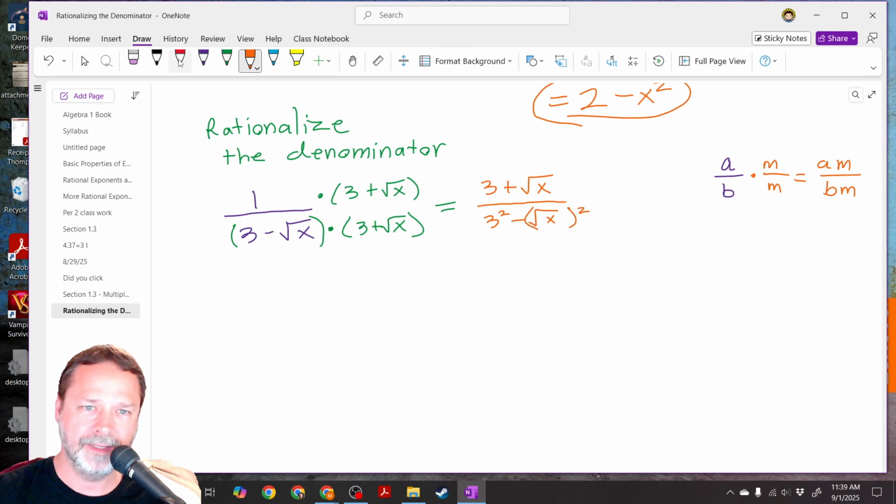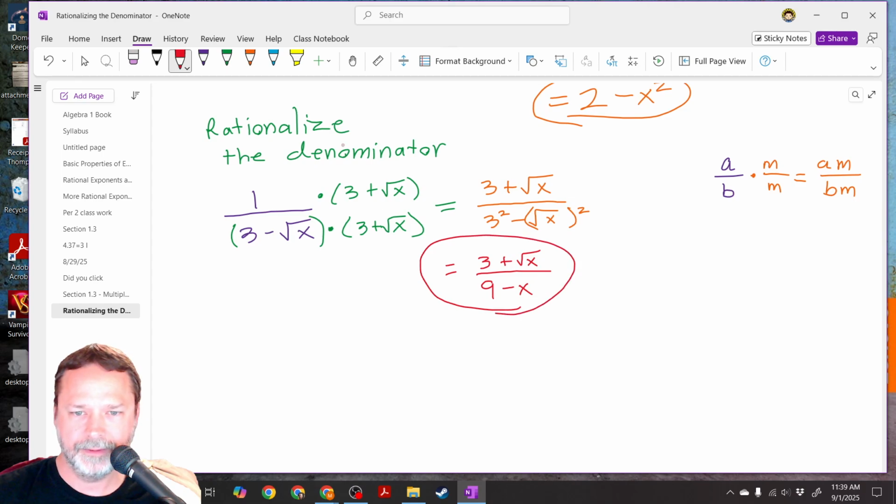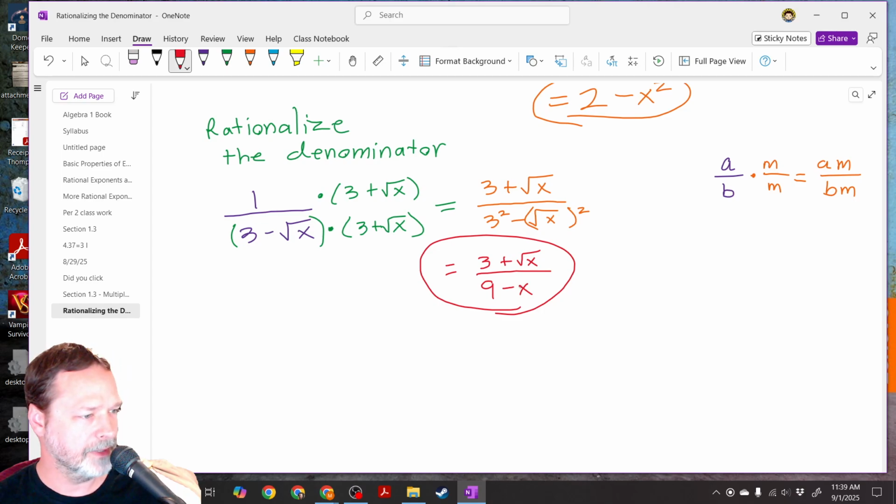And we can simplify it, make that look a little nicer. 3 plus root x all over 9 minus x. And that would be our result. We have rewritten our original expression, which was in purple here, into this one that's red. And now, no more denominator.